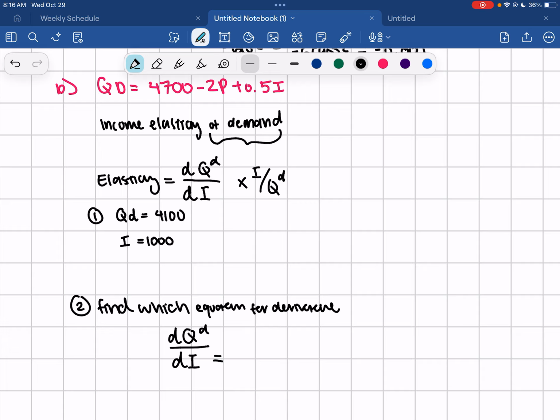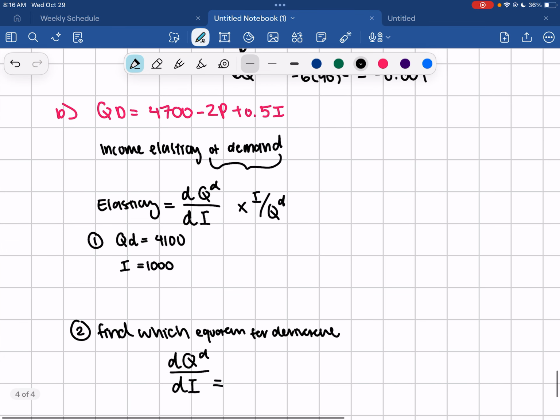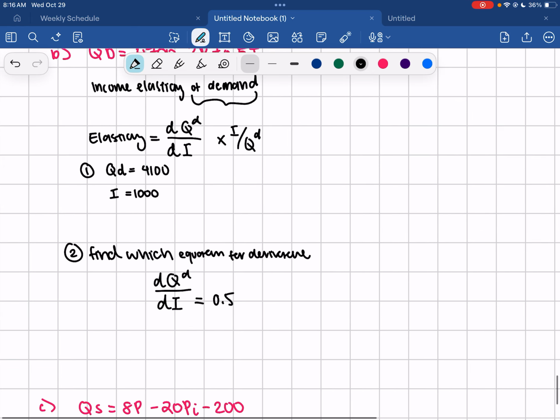So let's take a look here. We're looking for the formula right over here. Q is a function of I with all the jargon. What is the derivative? What is the slope of I in this equation? And that's 0.5, as we can see right here. So we're going to take that and add that into this equation, and solve.